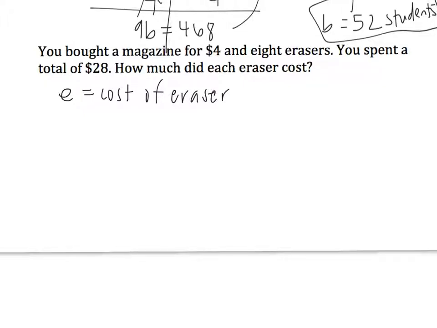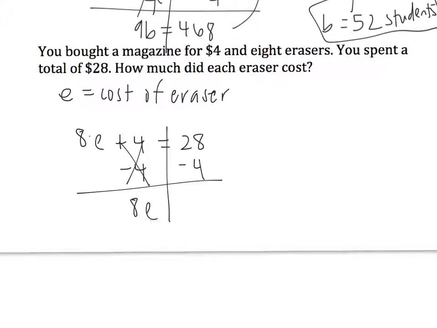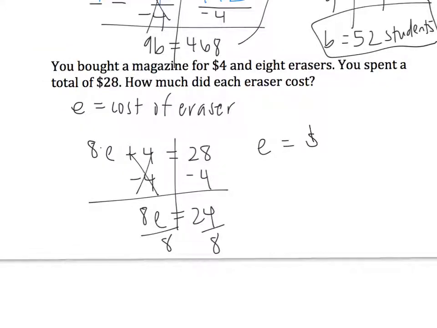So now I need to set up my equation. I have 8 erasers times the cost of each eraser, we don't know that, plus $4 for the magazine had better equal the total of $28 that we spent. Now I'm going to solve this equation and figure out the price of each eraser. So 8E equals 24, divide by 8. So each eraser cost $3. And there we go, we have solved that word problem.